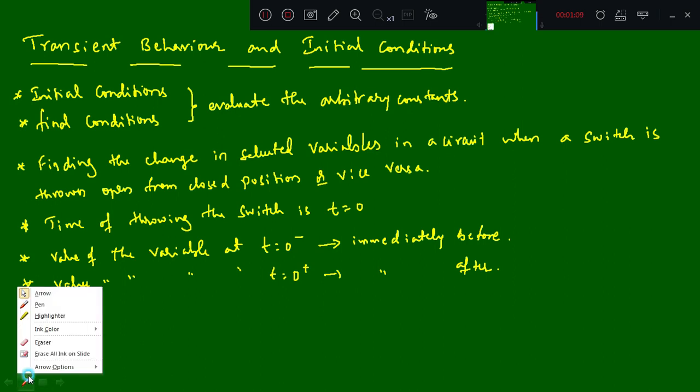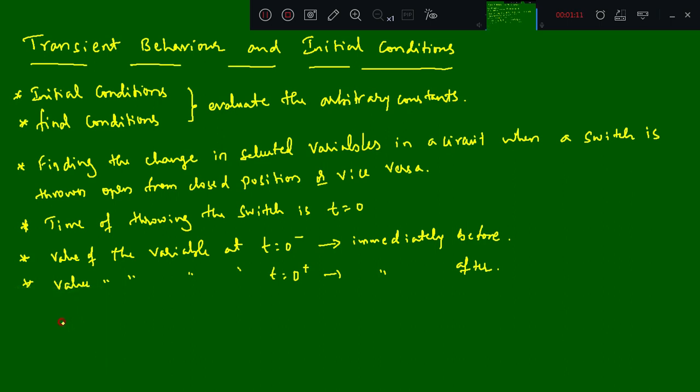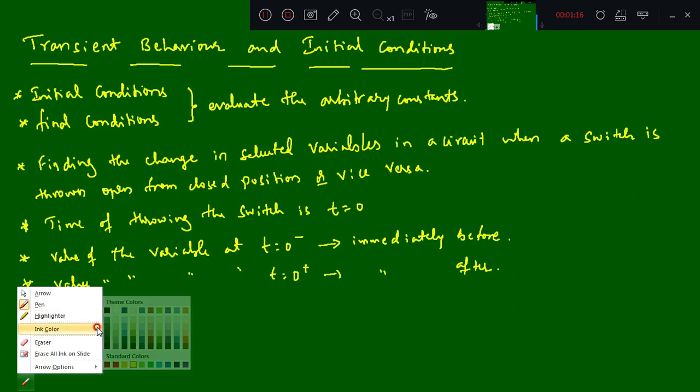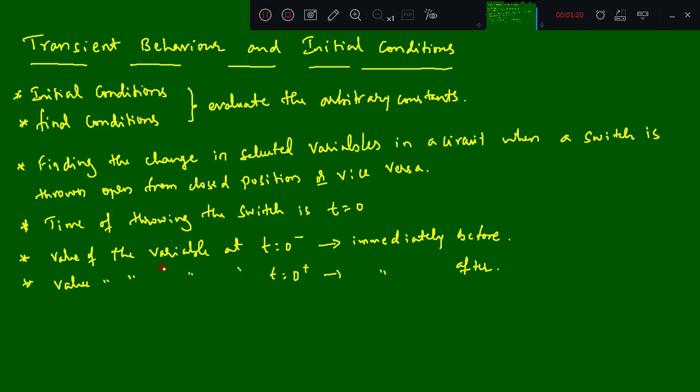Then we have the resistors, inductors and capacitors. So how the initial conditions will apply for those passive elements, we can check. So first one, I will take the resistor. So for resistor, if I connect first one, that is resistor.